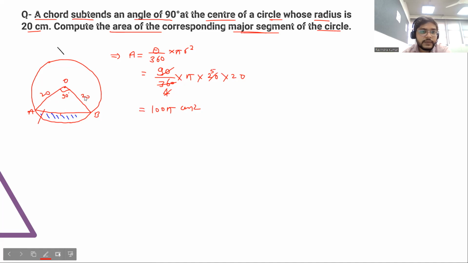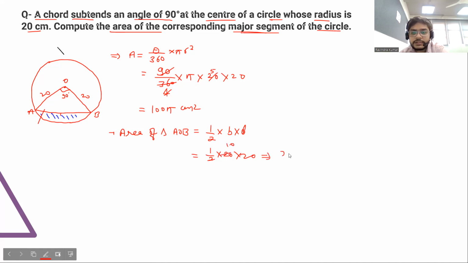And when we have to calculate the area of triangle AOB, it will be 1 by 2 base into altitude. Okay, or you can say base into height, both are the same. So in this case, base is 20 and altitude or height is also 20. So now you will cancel out 20 by 2, so it is 10. So it is nothing but 200 centimeter square. So it is the area of the triangle.